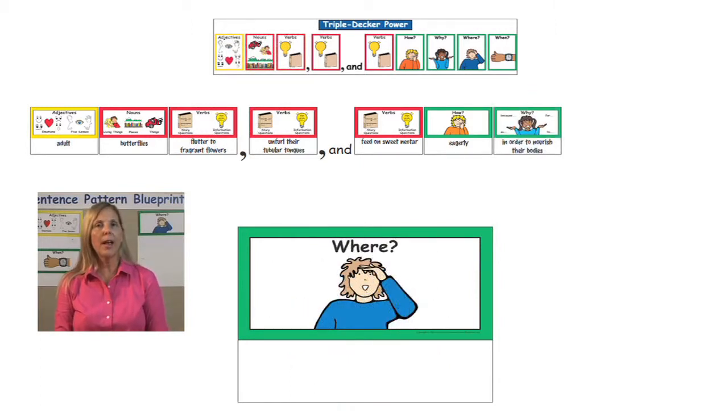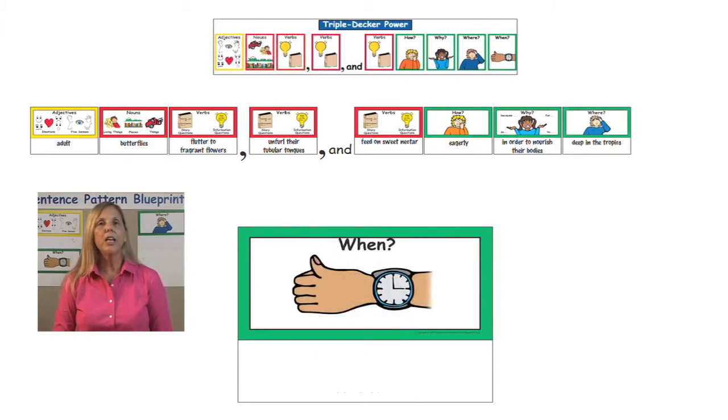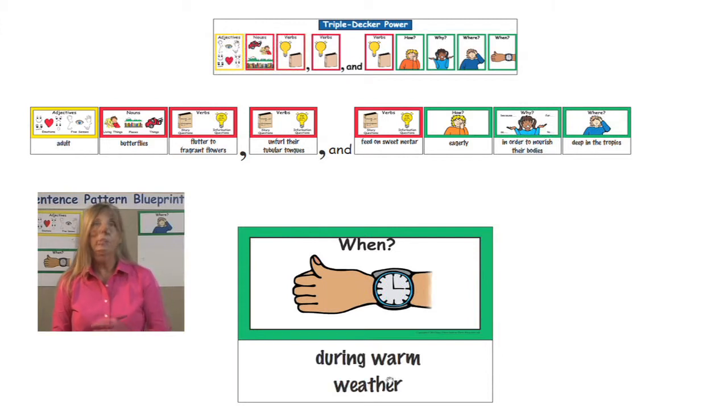Where are these butterflies that we were learning about in science? In warm areas, and most especially we were learning about butterflies that are in the tropics. So we said deep in the tropics. And finally, when are these butterflies fluttering around, unfurling their tongues to drink sweet nectar? During warm weather. Because we know they're cold-blooded, they do this in warm weather so that they can move around. We have all the green cards in our sentence.